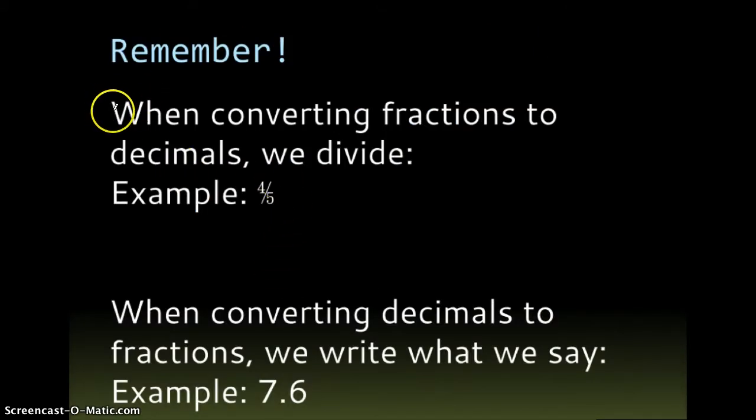Remember, please write this down. When converting fractions to decimals, we divide. So we have to divide 4 divided by 5, and we know 4 is our dividend, and it goes in the house. We add our decimal, and we know that that's 8/10. Okay. When we convert decimals to fractions, we write what we say. So here's an example. This is not 7.6, but rather 7 and 6/10. Please make sure you're writing this down. Next slide.